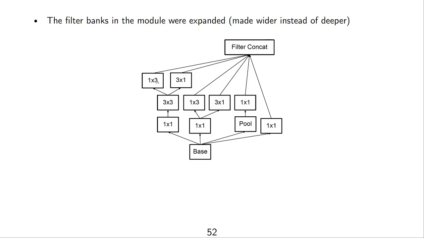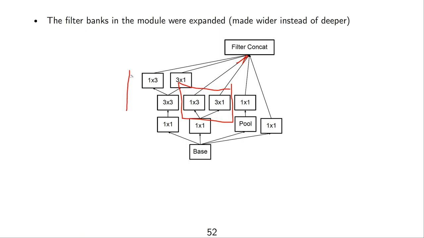What we can also do is make the architecture wider instead of deeper. Before, we factored convolutions, for example, a 3 by 3 convolution into a 1 by 3 and a 3 by 1 convolution. Let's look at this block here. Previously, this 1 by 3 and 3 by 1 convolution were performed in sequence, making the network deeper, and now they are performed in parallel, and then the result is aggregated by filter concatenation. That means channel concatenation.